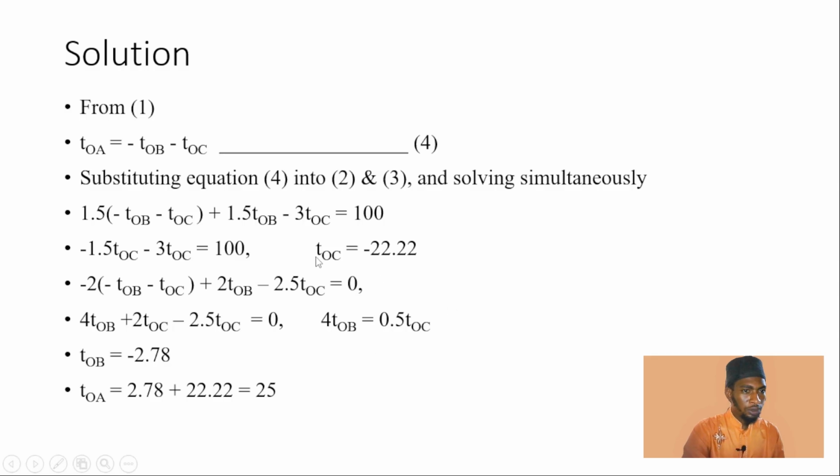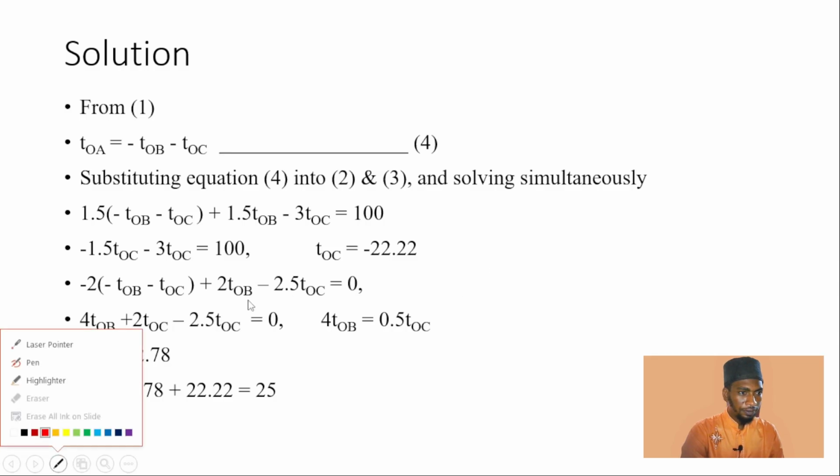Since we have TOB as 2.78 and it's negative, here we have negative also, negative, positive. Then 22.22 also negative, it changes to positive. Adding the 2, we have 25. So TOC is 25. Okay, TOC is 25.